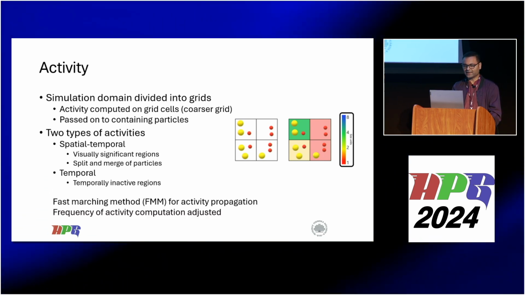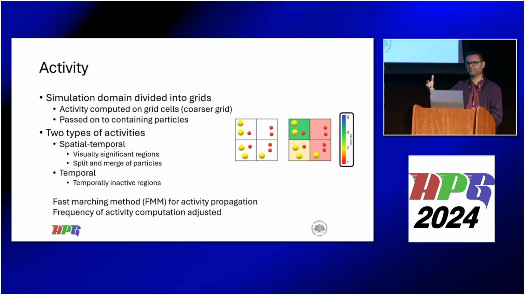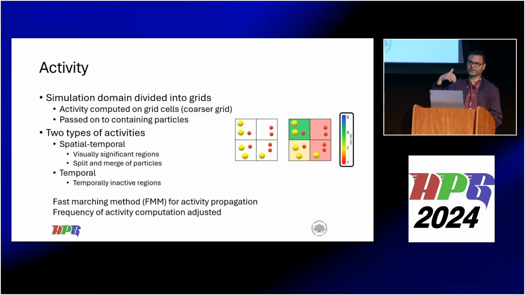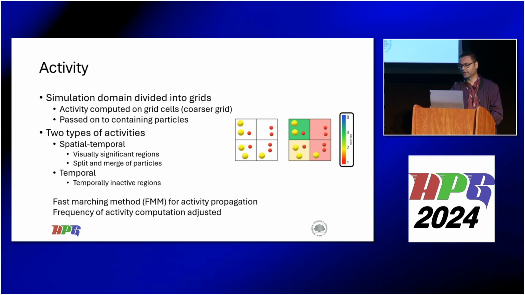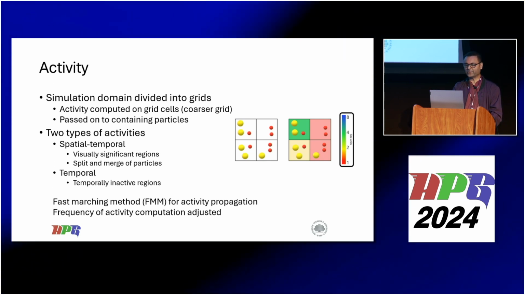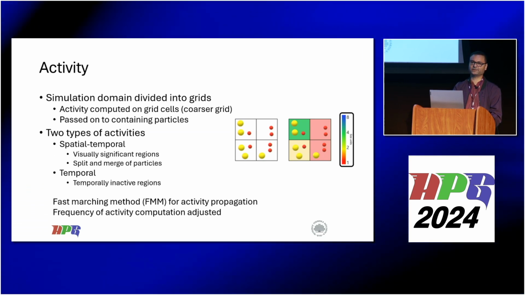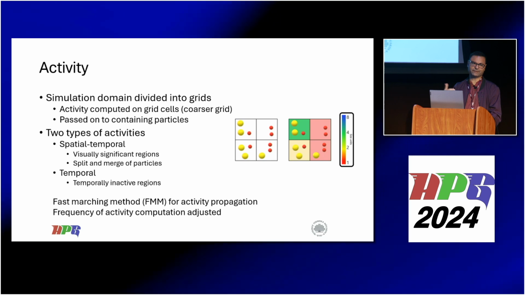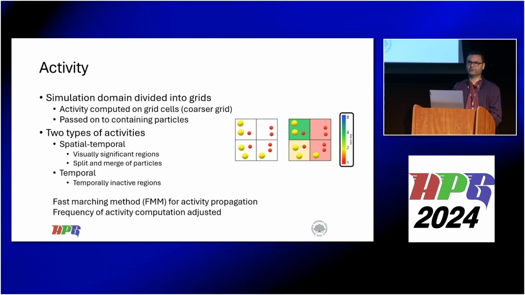And we use a fast marching method for activity propagation. So once we determine the spatial activity, we have to propagate it so that we are prepared to deal with it as something moves and we are not taken by surprise. So for that we use the fast marching method, and the frequency of activity computation is adjusted, which means that we do not compute these spatial temporal or temporal activities in every frame. We do that every few frames, maybe every 100 frames, and then apply the adaptivity and then do it again.